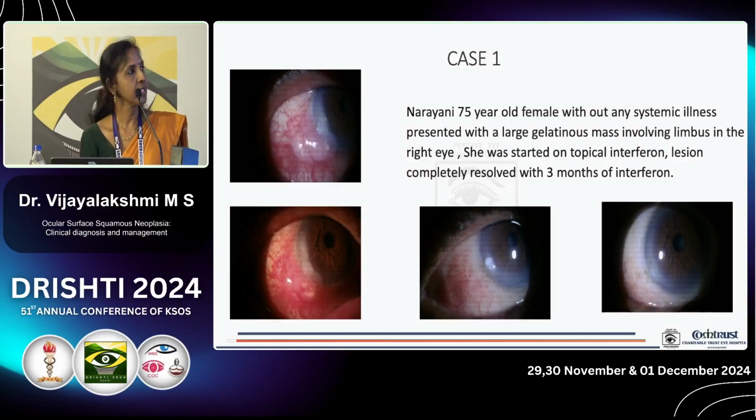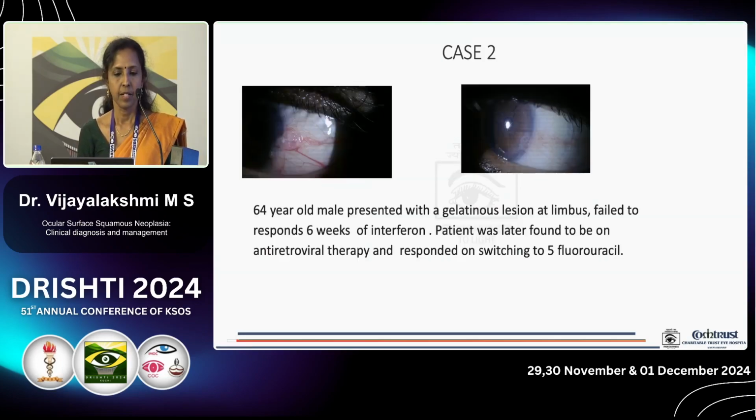Now, this is a patient seen in our hospital, a 75-year-old female. She had come with a gelatinous mass, and we started her on interferon, and the lesion resolved within 3 months of treatment. Another patient came with, again, a gelatinous mass at the limbal area. But initially, the patient didn't respond to interferon. Then the patient gave a history of antiretroviral therapy.